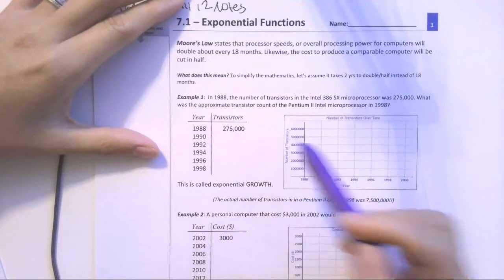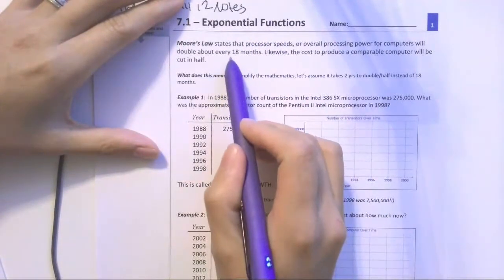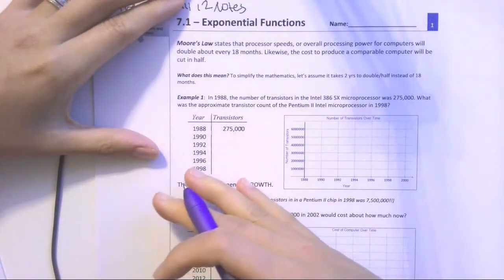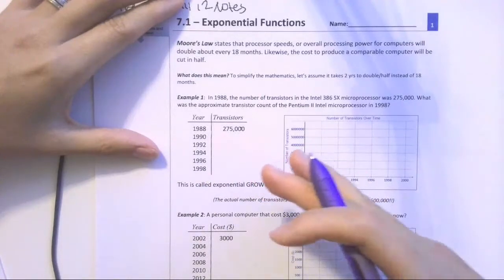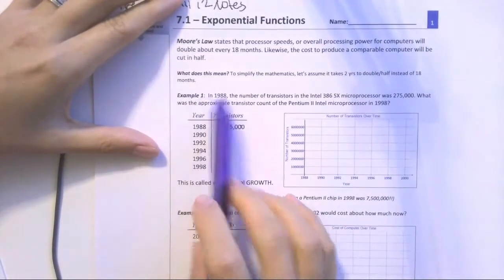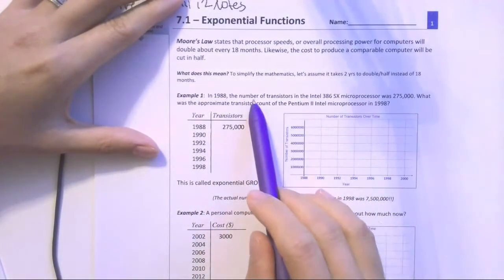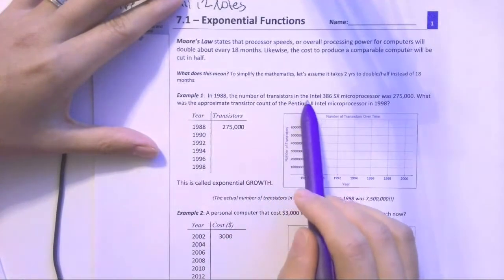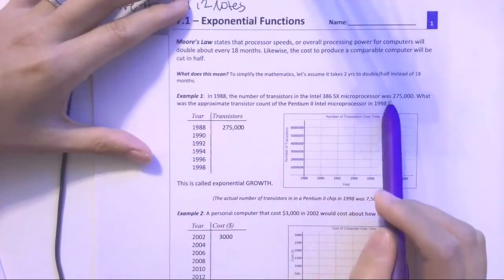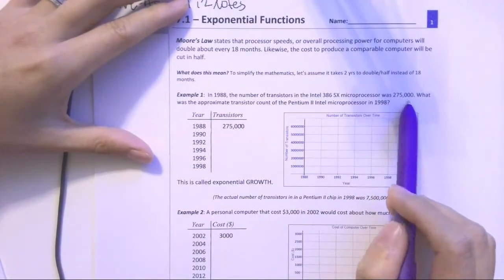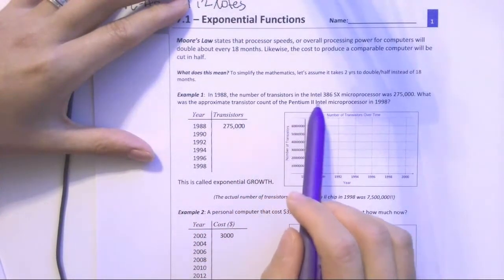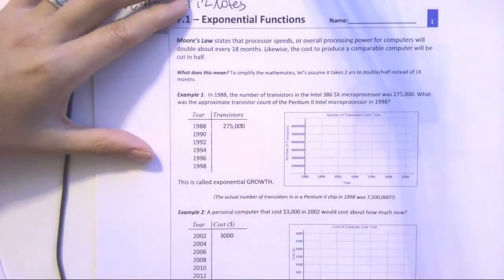So what does that mean? To simplify the mathematics, I know Moore's law says 18 months, but to make our life easy, we're just going to assume it's going to take 2 years and see what the processing power will be over the years and then what the cost will be over the years as well. So example 1: in 1988, the number of transistors in the Intel 386, which sounds like a foreign language to me, was 275,000. What was the approximate transistor count of the Pentium 2 Intel microprocessor in 1998?